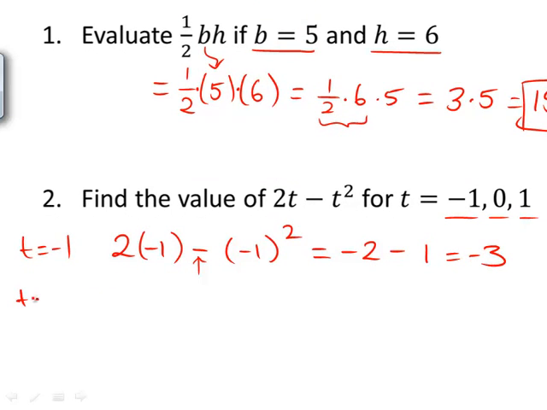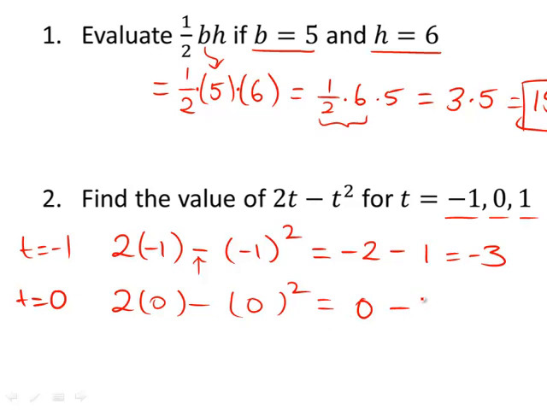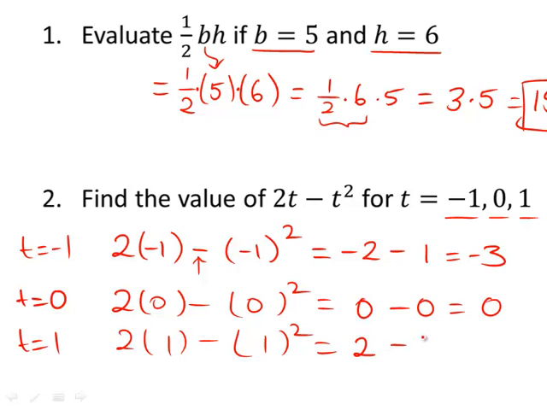All right, let's try t equals 0. So same thing, I'm going to rewrite the little cookie cutout there and shove in the zeros for the t's. 2 times 0 is 0, minus 0 squared is 0, is 0. T equals 1. 2 times 1 is 2, minus 1 times 1 is 1, is 2 minus 1 gives us 1. So we have our answers there.